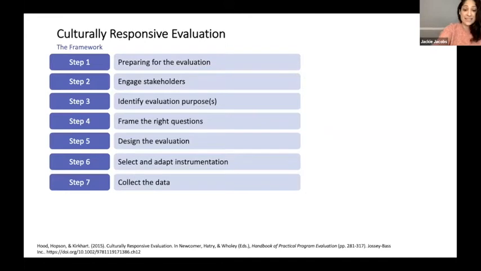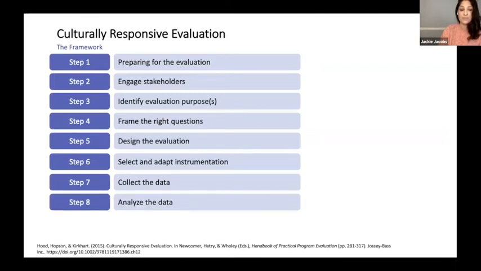Step 7, collect data. Anyone involved in data collection should be trained in the instruments, as well as appropriate methods for administering them in the community. Step 8, analyze the data in a way that considers the nuances of the culture. Key stakeholders should be involved in order to capture meaning from the data that evaluators may not be aware of.